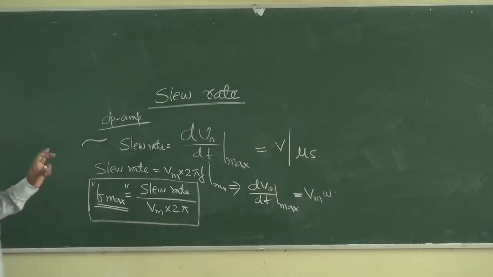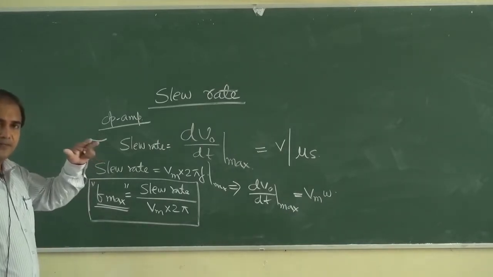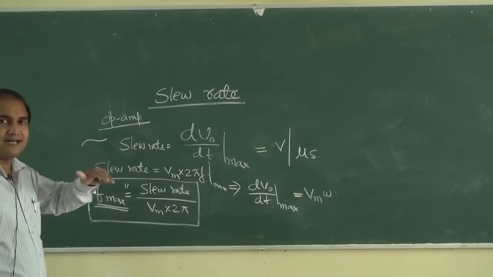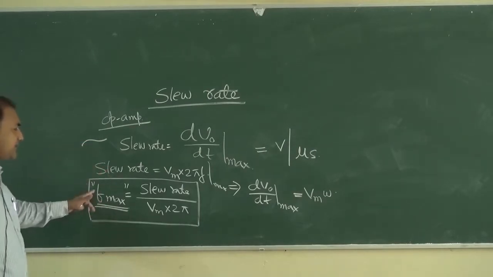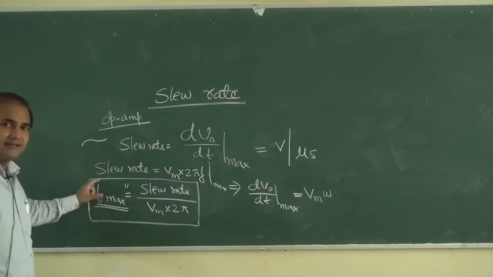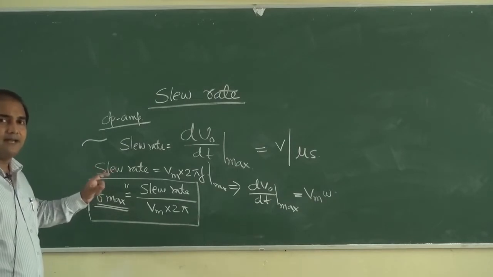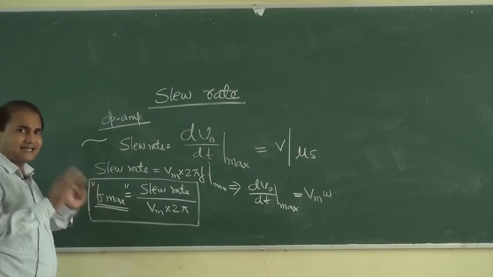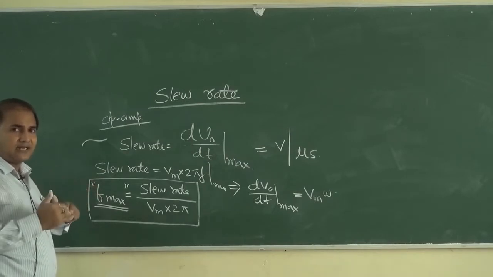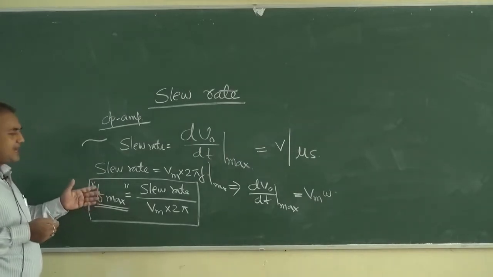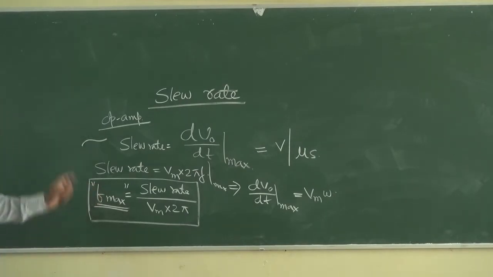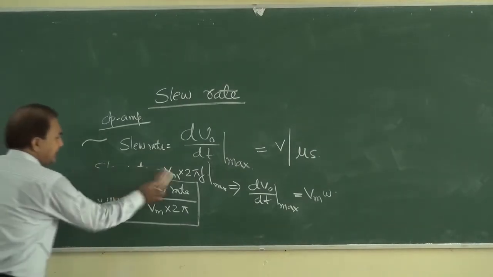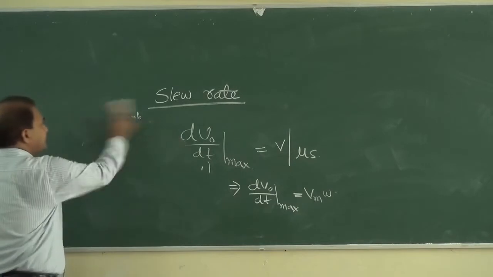Okay. So if the applied frequency, that is, if the input frequency of the signal is more than the f max, then the output may be distorted. Okay, so we have to give the input signal such that the frequency of the input signal should be less than f max. Okay, so this is the significance of slew rate in operational amplifier.